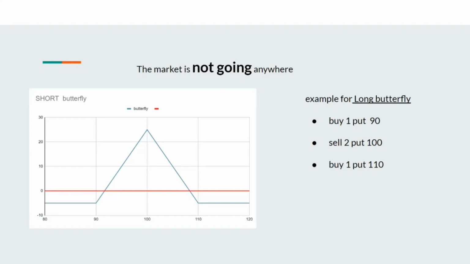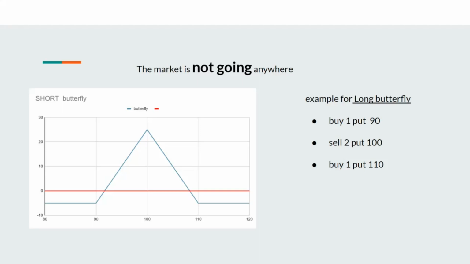That means that the other strategy, we can go long butterfly. That means that we are pretty certain that the market is not going to go anywhere, and we're pretty sure it's going to stay here at this current level. We can create this butterfly by this example: we can buy one put 90, sell two put 100, and buy one put 110, and we're going to get this kind of butterfly. And the strategy is going to look like this.